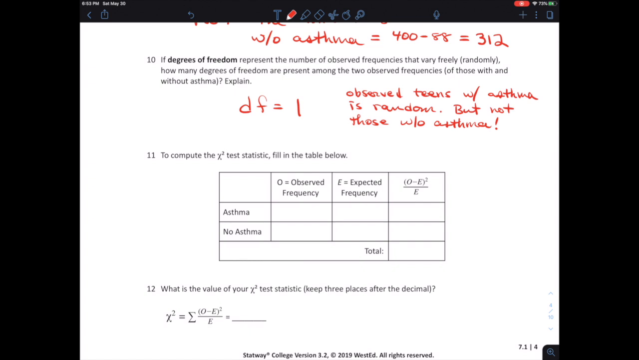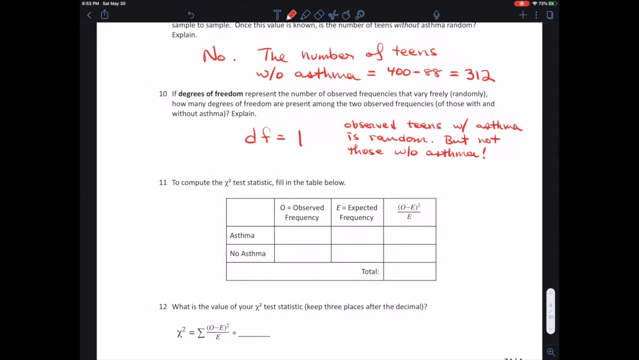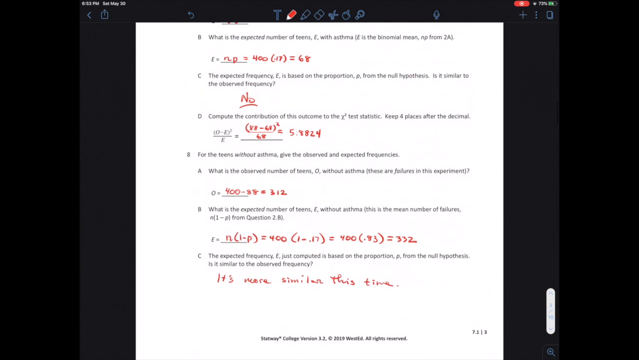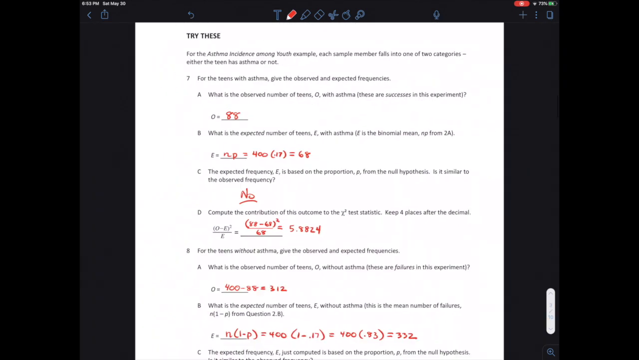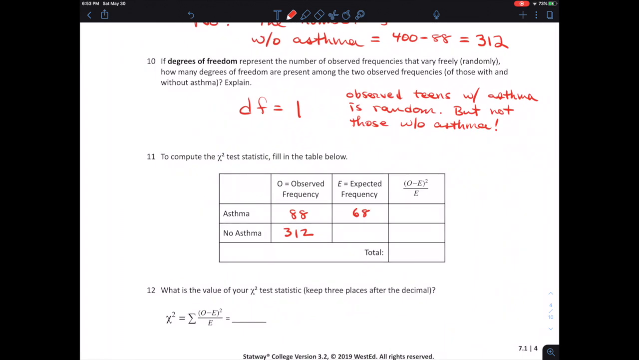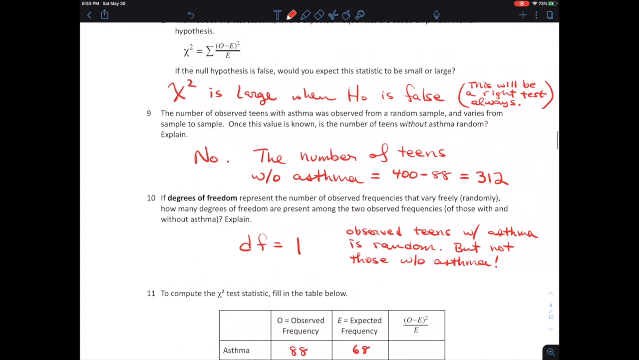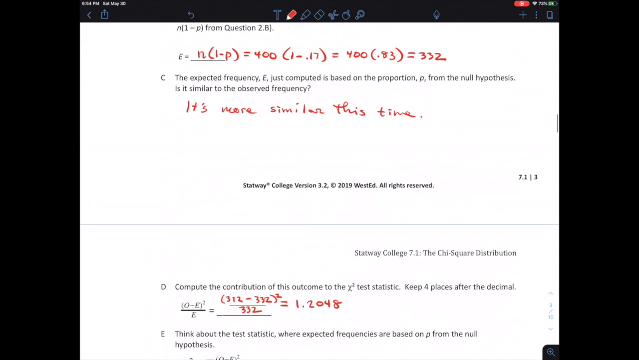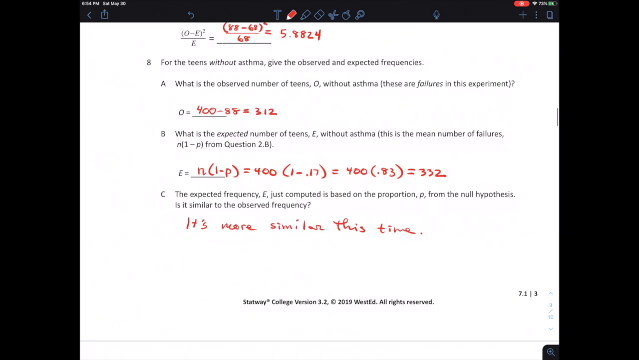Okay, so now this is just a summary of everything we've got. I believe the observed number of kids with asthma was 88, and there were 312 without asthma. Only one of those was random. Now the expected frequencies, if you go back, for the kids with asthma, it was this number, the 68. That was what was expected. And the kids without asthma expected frequency was this 332.